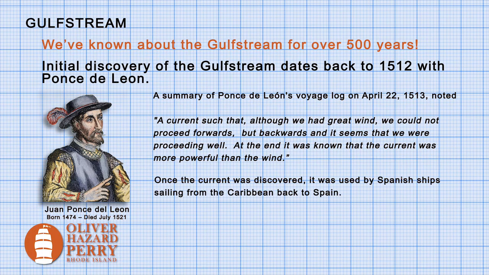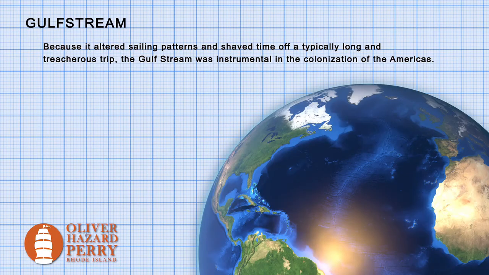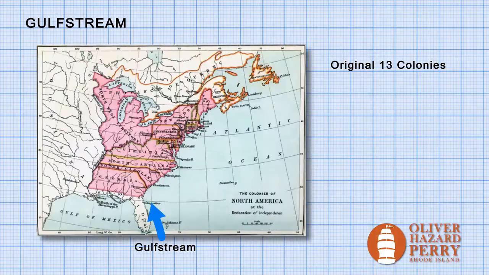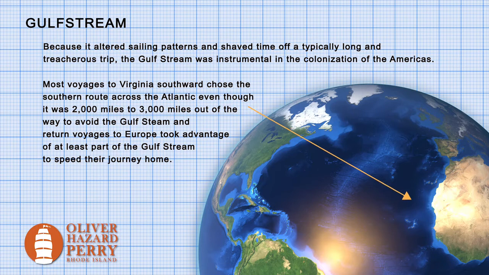After which, it became widely used by Spanish ships sailing from the Caribbean to Spain. Because it altered sailing patterns and shaved time off a typically long, treacherous trip, the Gulf Stream was instrumental in the colonization of the Americas. Most voyages to Virginia and southward chose the southern route across the Atlantic, even though it was 2,000 to 3,000 miles out of the way to avoid the Gulf Stream. And return voyages to Europe took advantage of at least part of the Gulf Stream to speed their journey home.